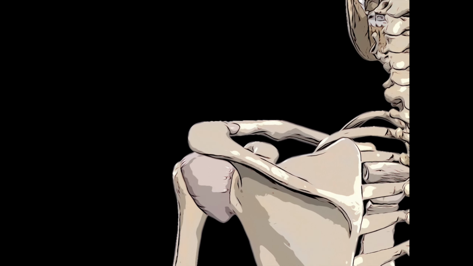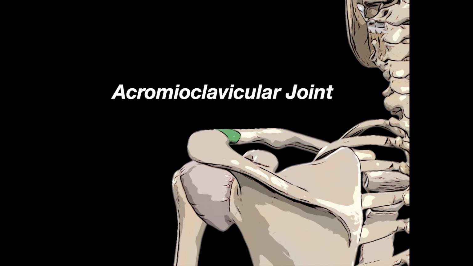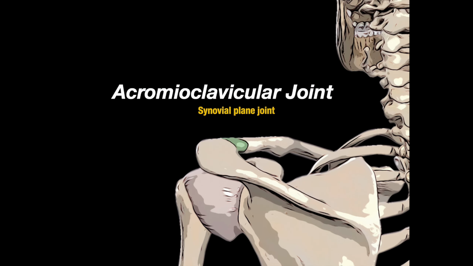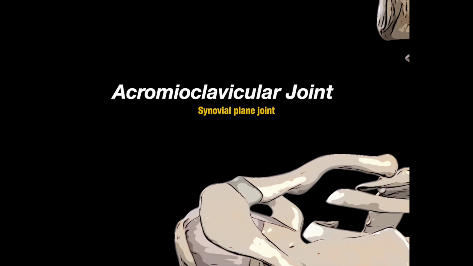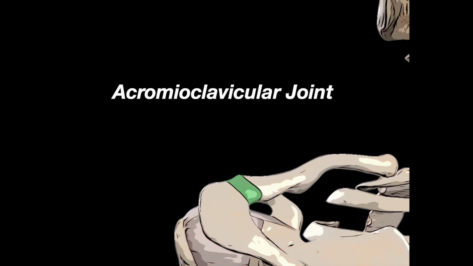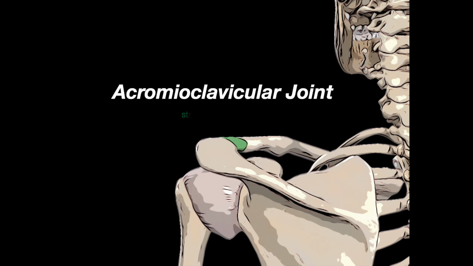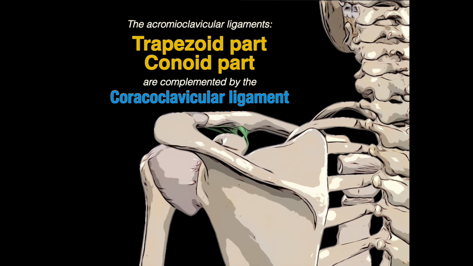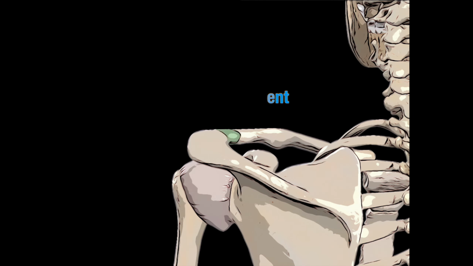The acromioclavicular joint is a synovial joint formed between the acromion of the scapula and the acromial end of the clavicle. It is a synovial plane joint, with either bone surface slightly convex and the other slightly concave. The articular surfaces are covered in fibrocartilage and are surrounded by a fibrous joint capsule. The capsule is lined by a synovial membrane, strengthened superiorly by the acromioclavicular ligament, posteriorly by the fibers of the trapezius muscle, and anteriorly by the fibers of the deltoid muscle. The acromioclavicular ligaments strengthen the acromioclavicular joint and are complemented by the coracoclavicular ligament.